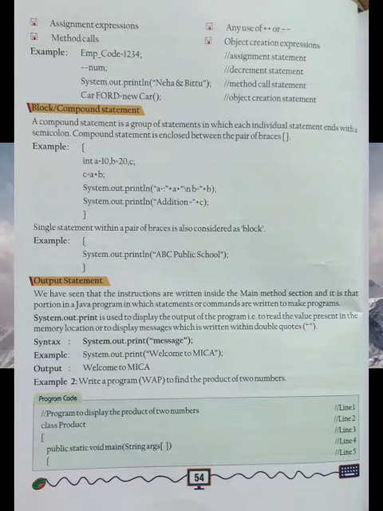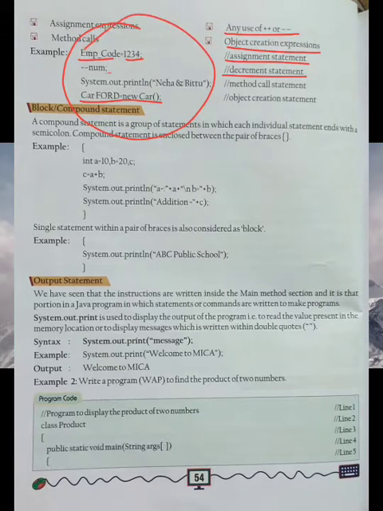First is the assignment expression. If we are using any operators, plus plus, double minus, method call, object creation expression. If we are creating any object, like here the example is given, employee code 1234, it is an assignment statement. We are assigning the code. Number, it is the decrement statement. Here the decrement sign, double minus, is there. System.out.println is the print statement which is used to print the values. Car Ford new car is used for declaring a new object, for creating an object. These are the expressions which are used, and you can say that these are the statements.